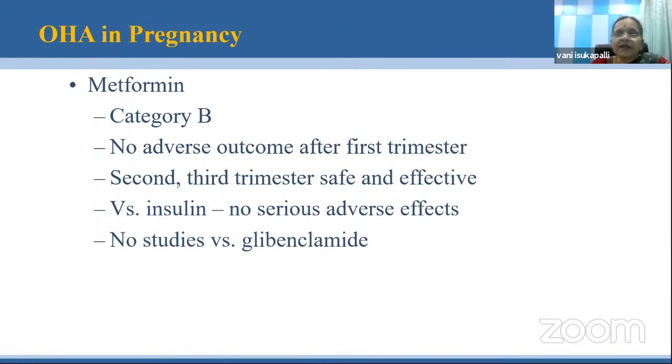Metformin is a category B drug. It's a category B drug, means second and third trimester is safe and effective. And there were so many comparison studies with metformin and insulin in gestational diabetes mellitus. And it was found as a suitable alternative to insulin. There were no serious adverse effects with metformin in any of the studies done. So therefore, the next option after MNT is metformin.